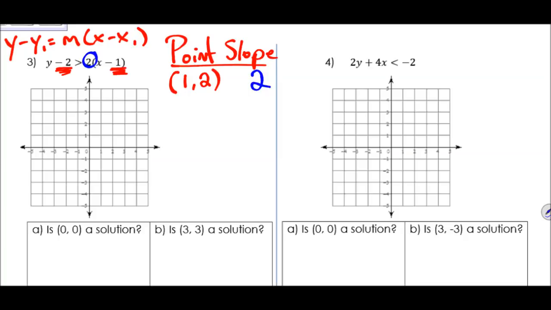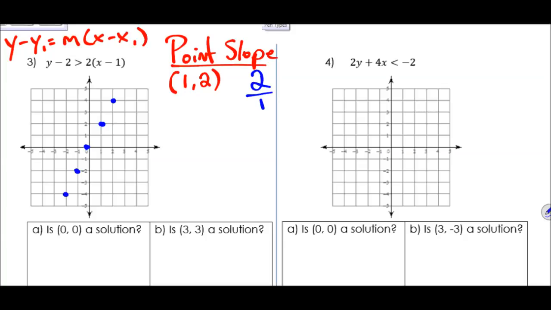Let's just graph those. 1, 2 is there. With a slope of 2, that's really a rise of 2 and a run of 1. I'm going up 2 and over 1. I can't keep going forward, so I'm going to go backwards. I'm going to go down 2 and back 1 spot. I'm going to keep doing that. Down 2, back 1, down 2, back 1. So I have my line.